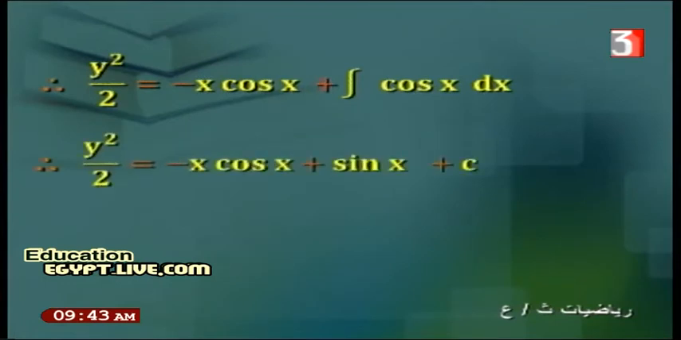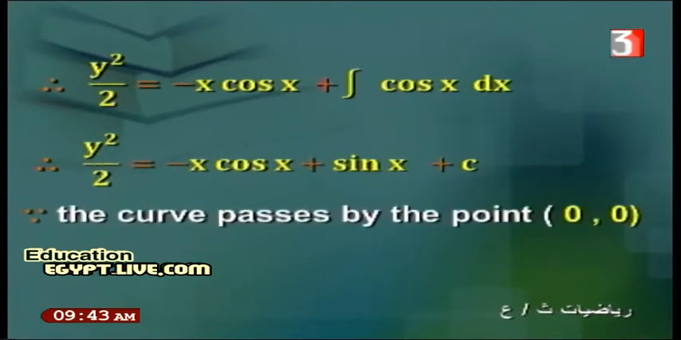The integration of the left hand side is y power 2 over 2, which equals negative x cosine x plus integration cosine x dx. The integration of cosine x dx equals sine x, then y power 2 over 2 equals negative x cosine x plus sine x plus the constant c. Now, what is the value of the constant c? Since the curve passes through the point (0,0), when x equals 0, y equals 0.